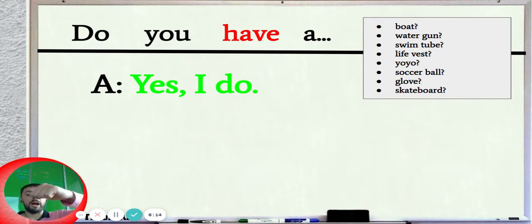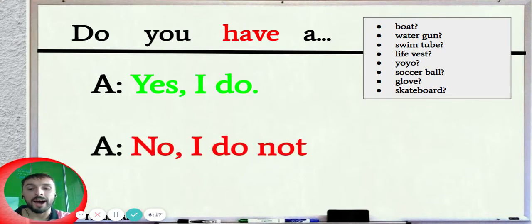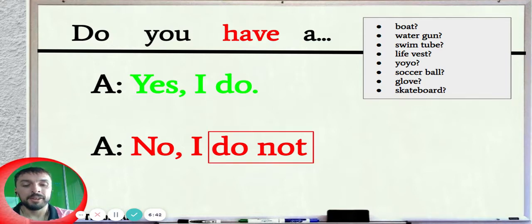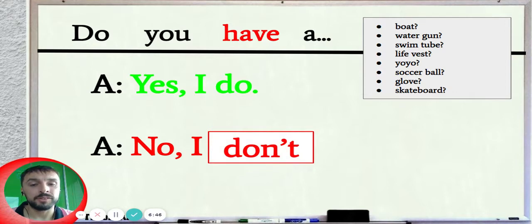We have yes, I do, and no, I do not. Remember, you changes to I. We have do, and because it's no, you put not on the end. But do not is too big. We need to push it together. Do not becomes don't. No, I don't. So, yes, I do. No, I don't.